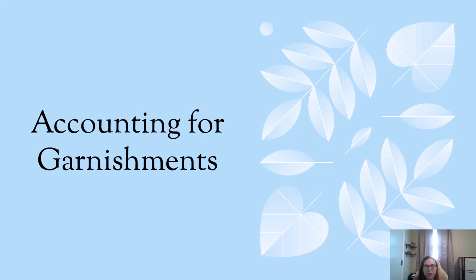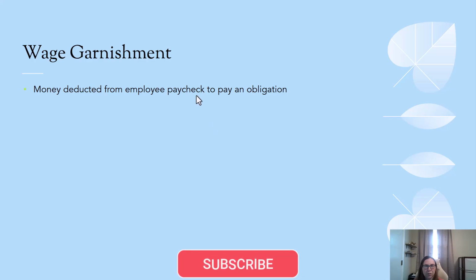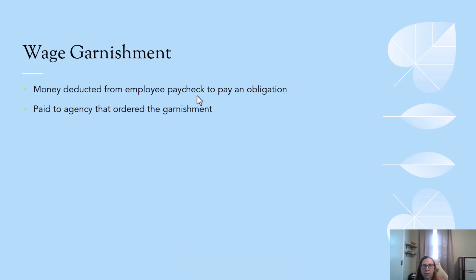In this video, I'm going to talk about accounting for garnishments. A wage garnishment would be money deducted from an employee paycheck to pay some sort of obligation, such as a tax debt or child support or some other debt. The money would be deducted from the employee paycheck and then sent or paid to whatever agency was ordering the garnishment, whether it's a tax authority, tax entity, or child support agency, or whatever the case may be.